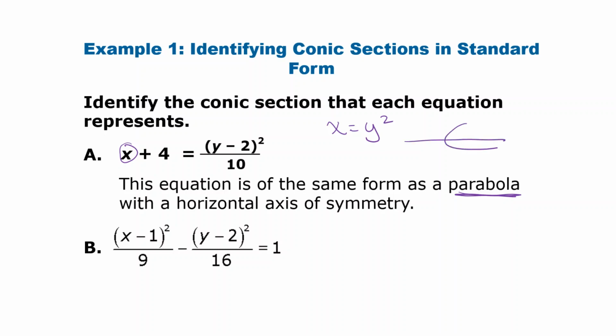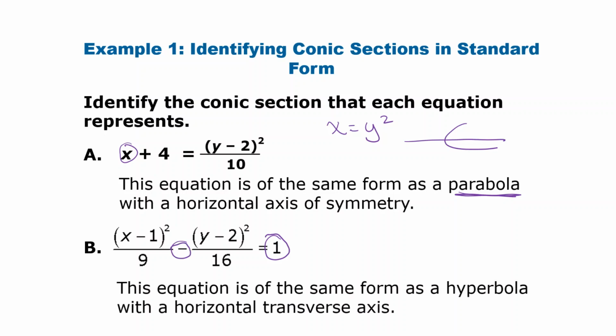When I look at this one, I see that it equals 1, and I see a minus sign. Those are 2 clues that this equation is in the same form as the hyperbola. There's my minus, so it's in the form of a hyperbola. When I look to see if it's a horizontal transverse axis, I'm going to look for my major, and the major one actually is my x, because the x comes first this time. So it's the same as a hyperbola with a horizontal transverse axis.